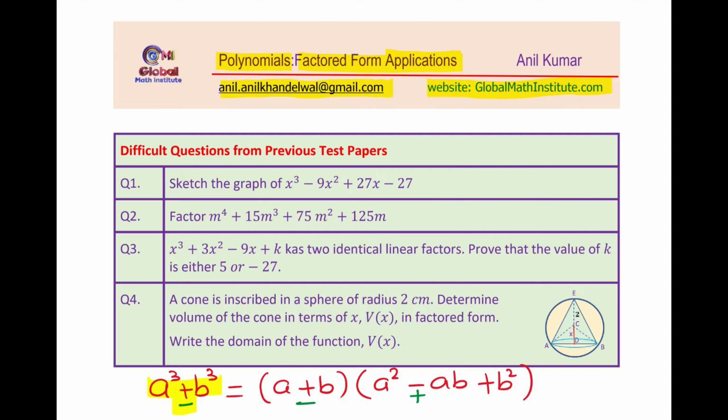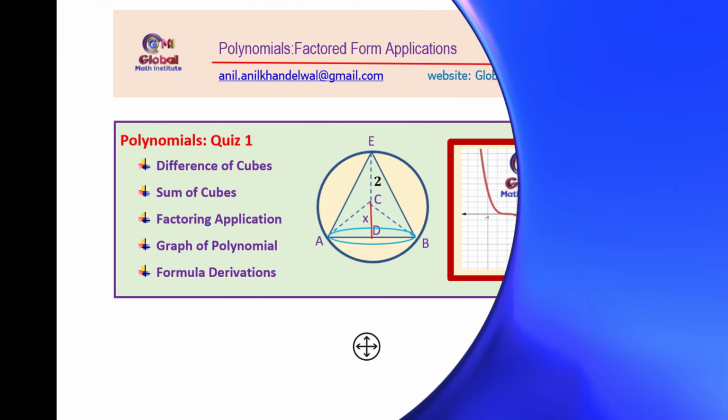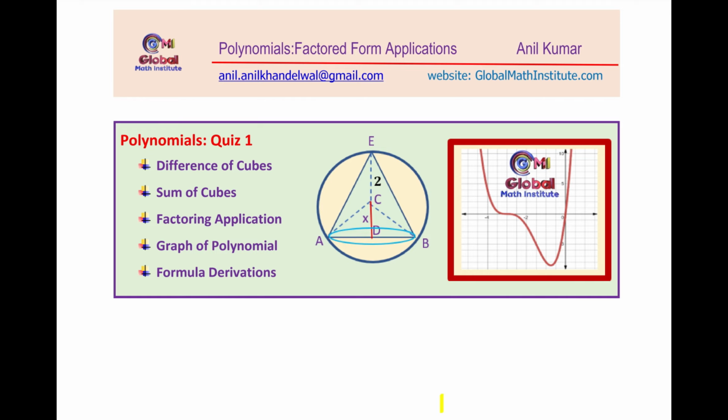Now let's look into the solution of the very first question, which is sketch the graph of x cubed minus 9x squared plus 27x minus 27. How are you going to do this? Well, once again, we're going to focus on this polynomial question with difference of cubes and sum of cubes. So this will involve factoring applications.